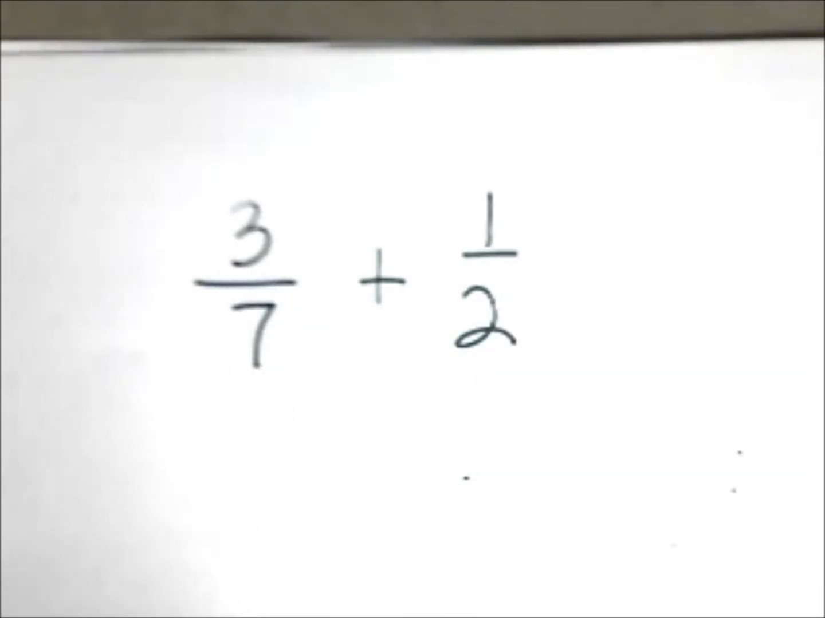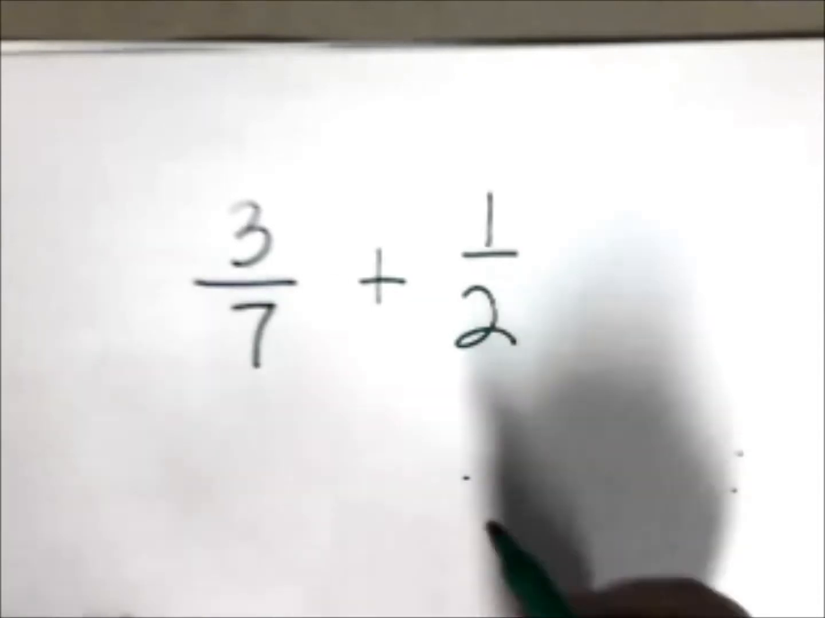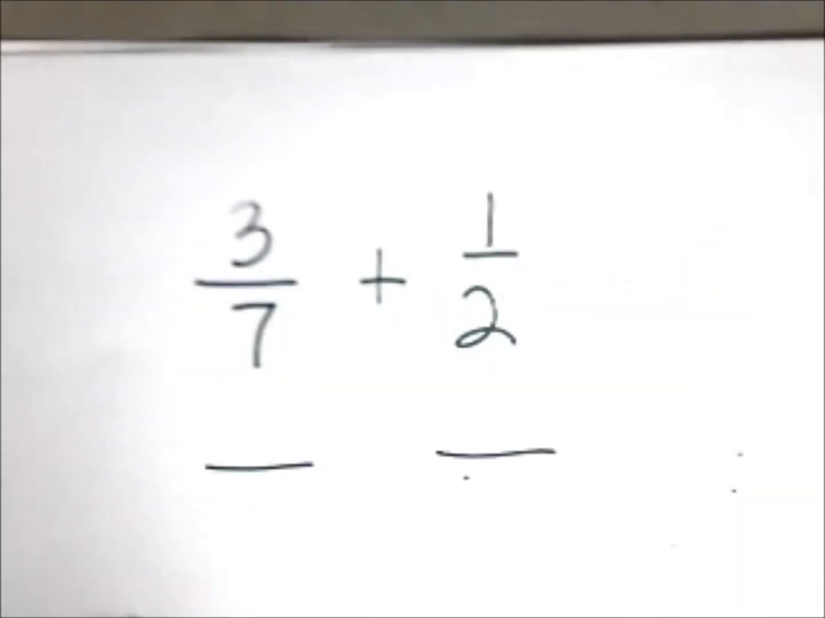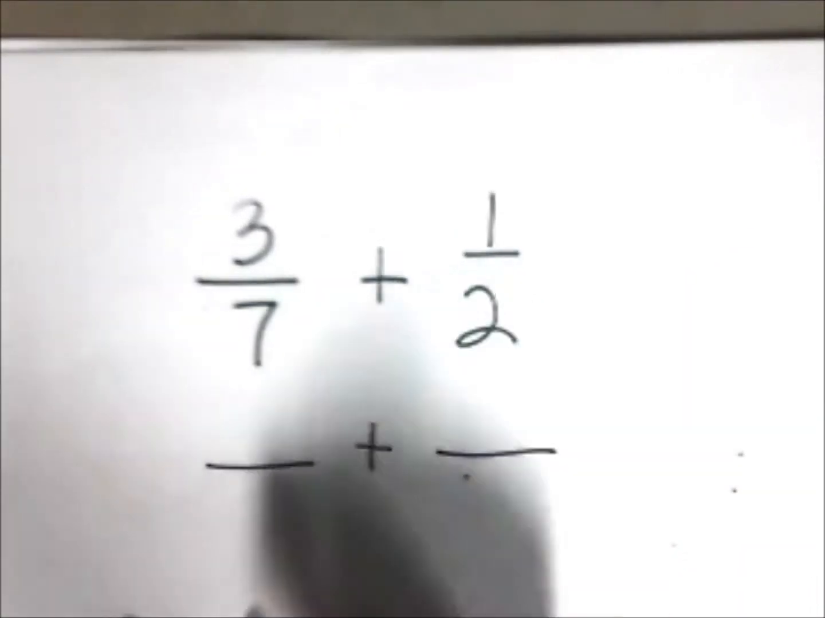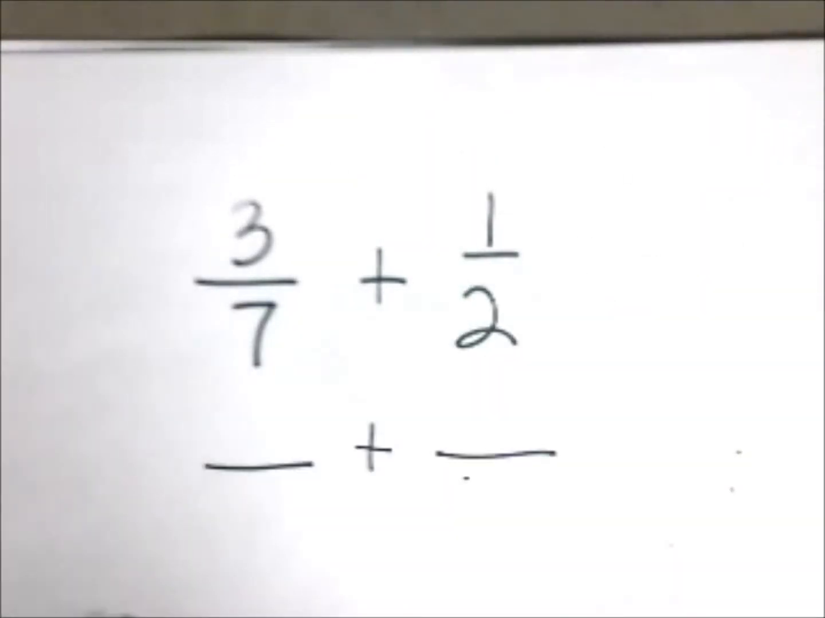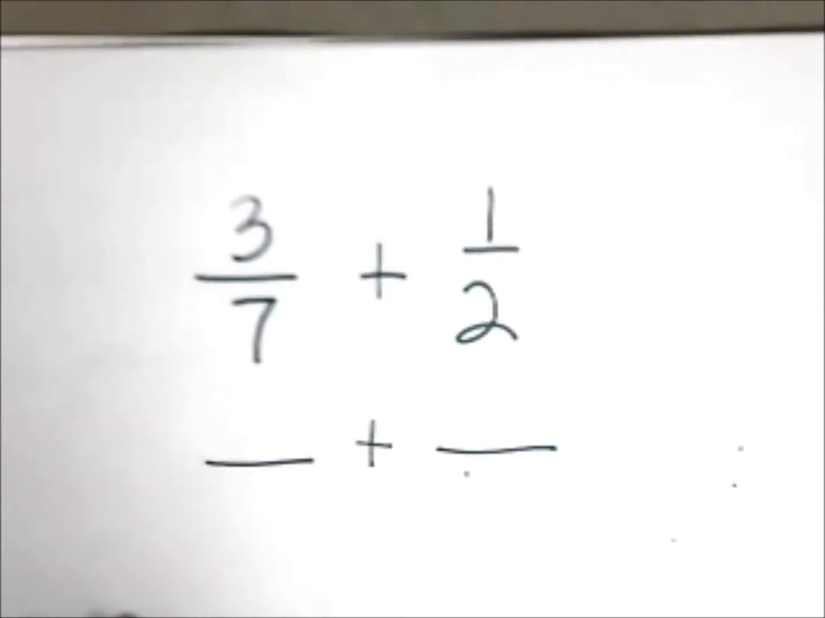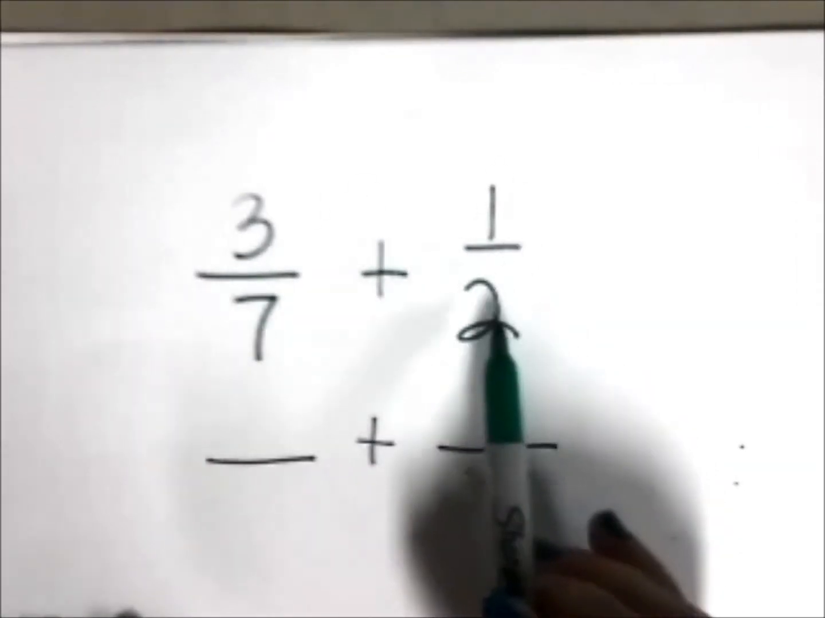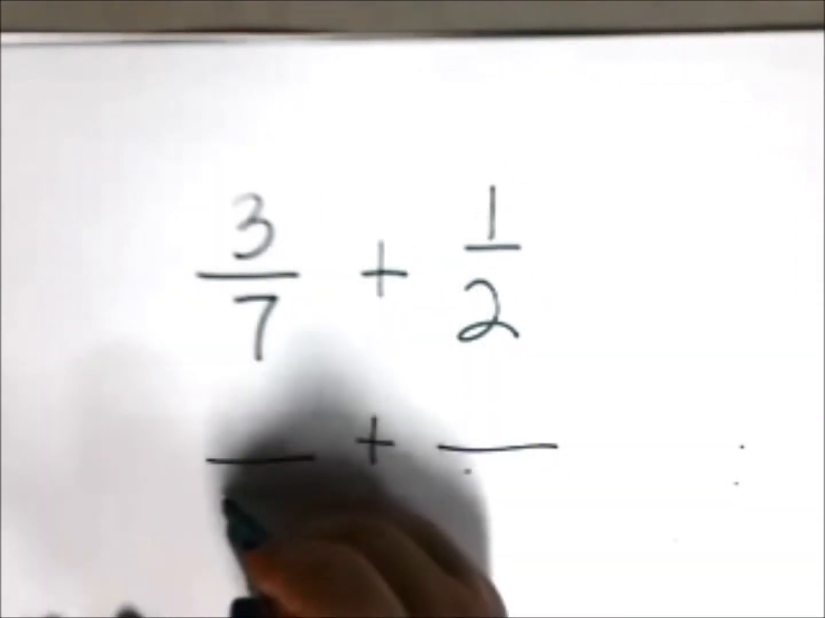We have to create a common denominator making equivalent fractions, very much like we did in our comparing fractions video. So what I'm going to do is make some equivalent fraction lines right down here. And I think to myself, how can I make 2 and 7 something common? Well, I can do that by multiplying them together. 2 times 7 gives me 14.